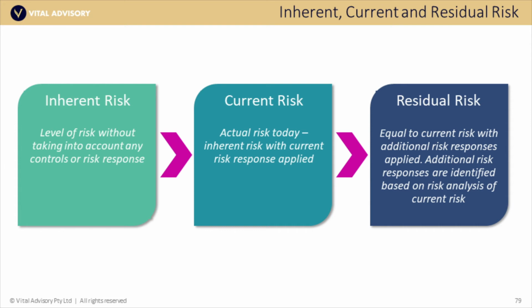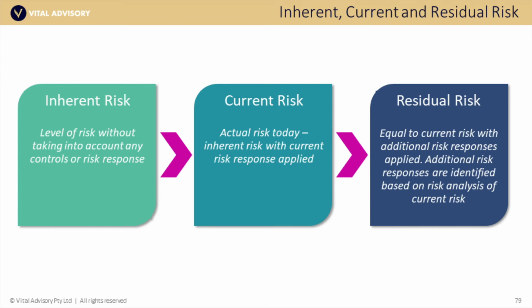So current risk is the actual risk today, inherent risk with our current risk response applied, risk with the current control framework that we've got. And then residual risk might be any additional risk responses we want to add. This might be a future state to say that today the risk is moderate, medium, whatever. But when we implement this new method of treating this risk, the residual risk then will be low. Once that thing is implemented, my residual risk equals my current risk, so I don't have any future state risk to worry about. So that's essentially the three states of risk.